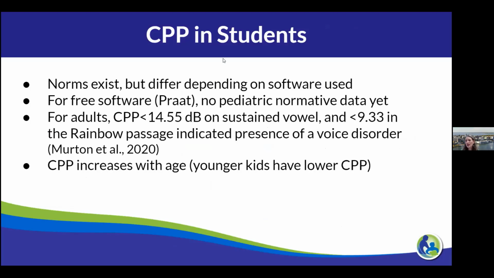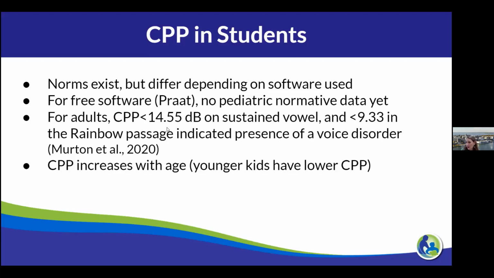And then I'm not giving cepstral peak prominence norms because there are norms, but they differ depending on the software used. And there are no norms for the freeware. There's an acoustic suite called the Pentax VisiPitch or the Computer Speech Lab that does have normative data, so you might see it in a voice clinic report, but we're still working on it for the freeware. And it's just because they calculate it slightly differently.